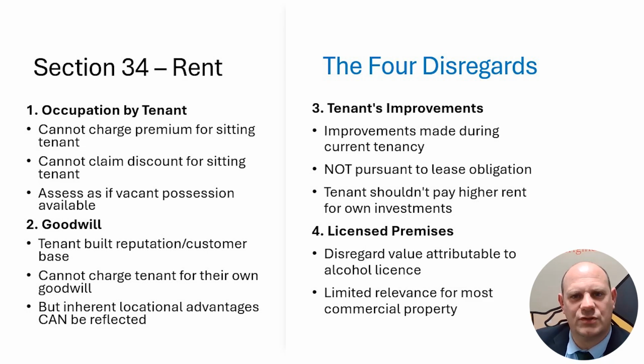The first disregard is occupation by the tenant. The first disregard is any effect on rent of the fact that the tenant or his predecessors in title have been in occupation of the holding. This disregard has several important consequences. First, it means that the tenant cannot be required to pay an inflated rent simply because they're the sitting tenant. In the real world, sitting tenants are sometimes prepared to pay a premium to remain in occupation to preserve their established business location and goodwill.